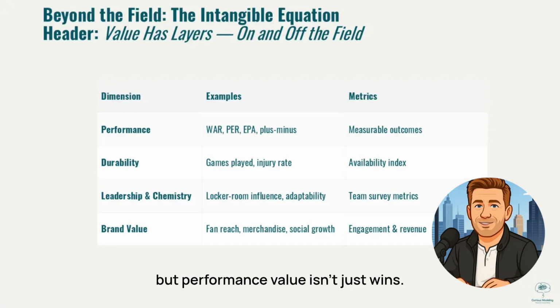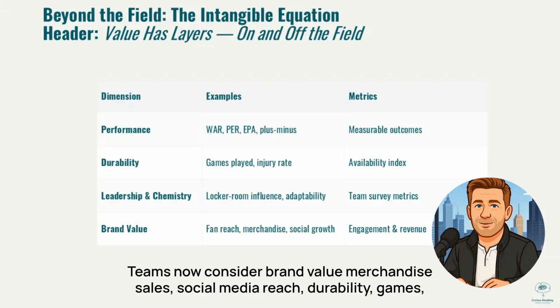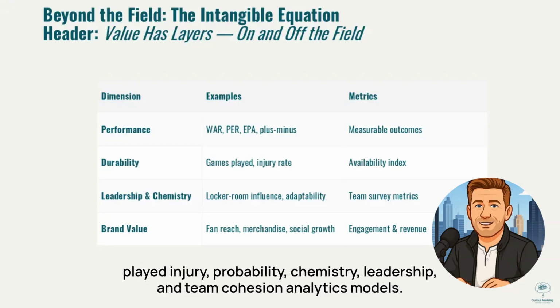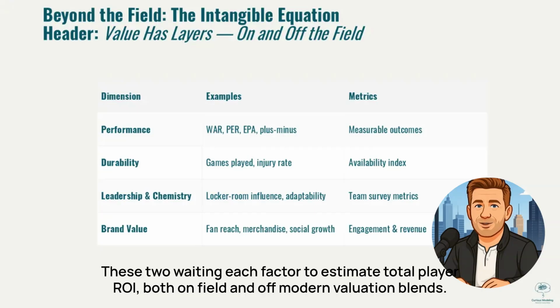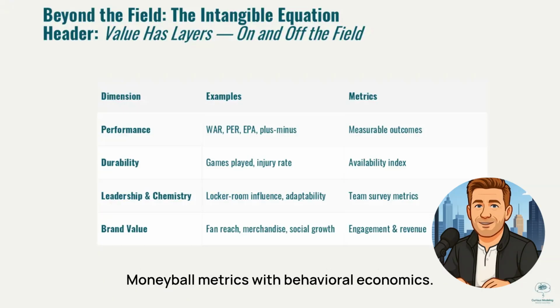But performance value isn't just wins. Teams now consider brand value, merchandise sales, social media reach, durability, games played, injury probability, chemistry, leadership, and team cohesion. Analytics models these too, weighting each factor to estimate total player ROI, both on-field and off. Modern valuation blends Moneyball metrics with behavioral economics.